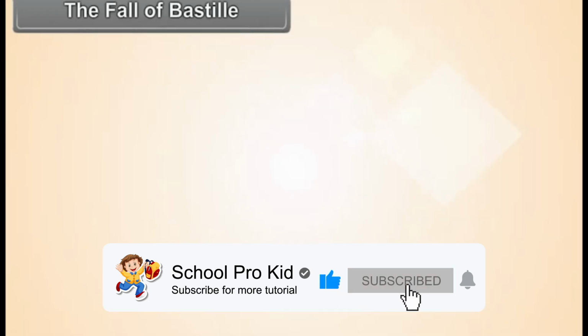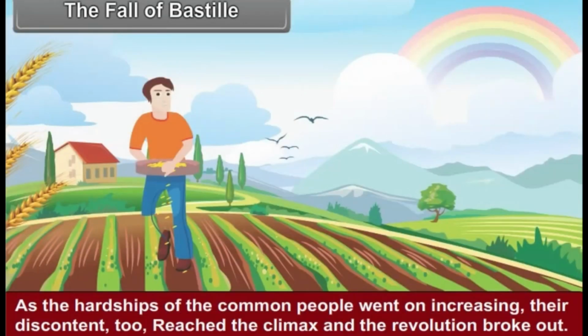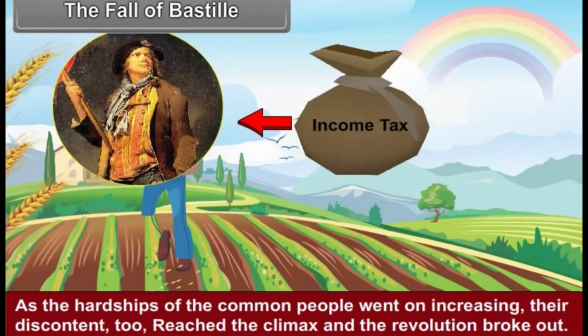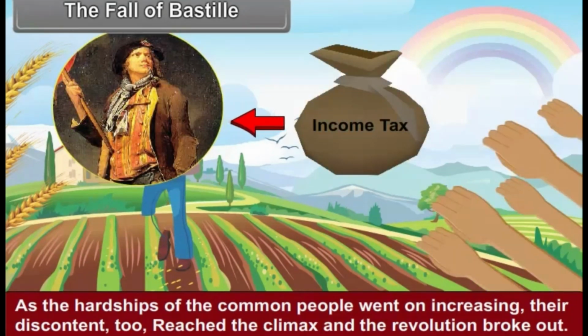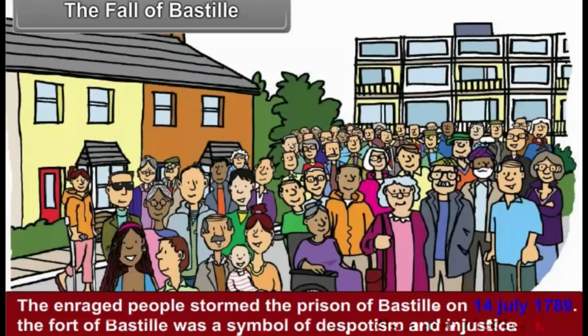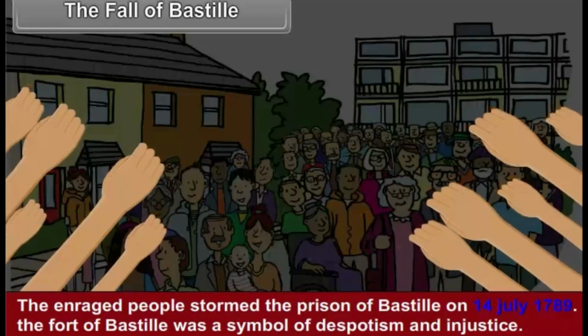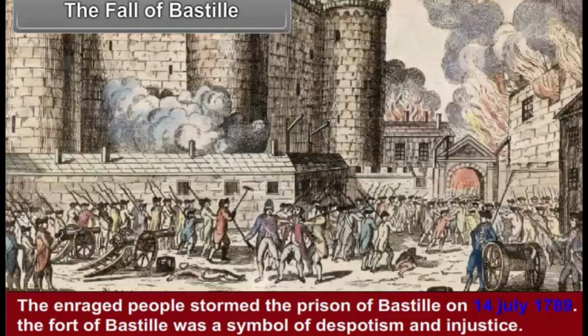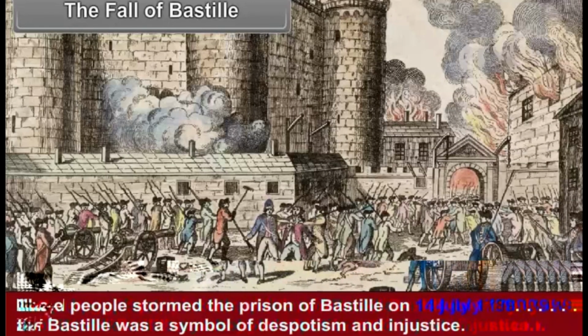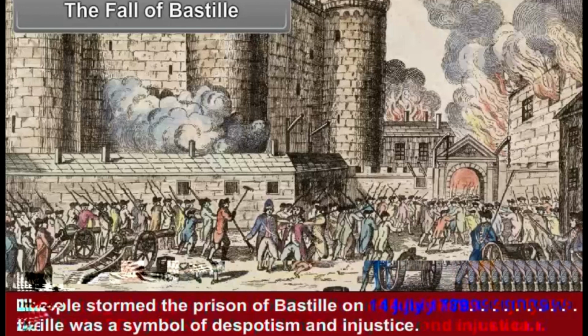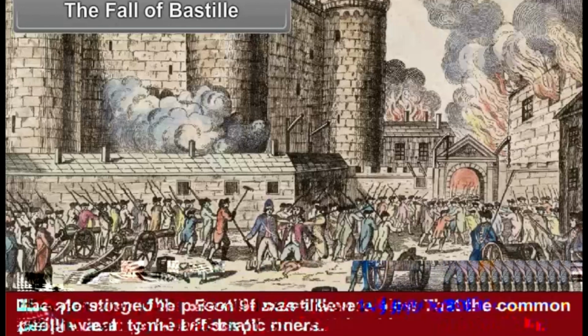The fall of Bastille. As the hardships of the common people went on increasing, their discontent too reached the climax and the revolution broke out. The enraged people stormed the prison of Bastille on 14 July 1789. The fort of Bastille was a symbol of despotism and injustice. The storming of the Bastille was a severe blow that the common people dealt to the autocratic rulers.